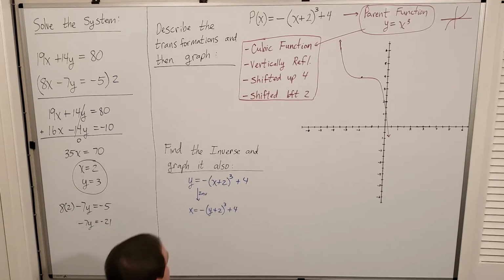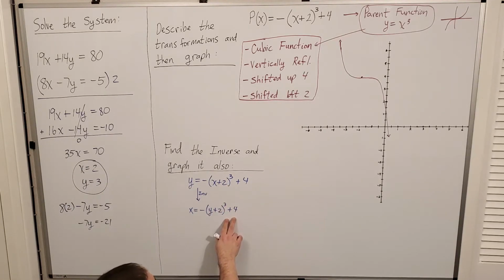Okay, so then I'm going to start solving here. I'm going to subtract the 4. I'm going to divide both sides by a negative or multiply both sides by negative, whichever way you want to look at it. That technically gives me negative x plus 4. And then I've got y plus 2 cubed. In the next step, I'm going to reverse these to make it easier for me to write. You don't have to do that, though.